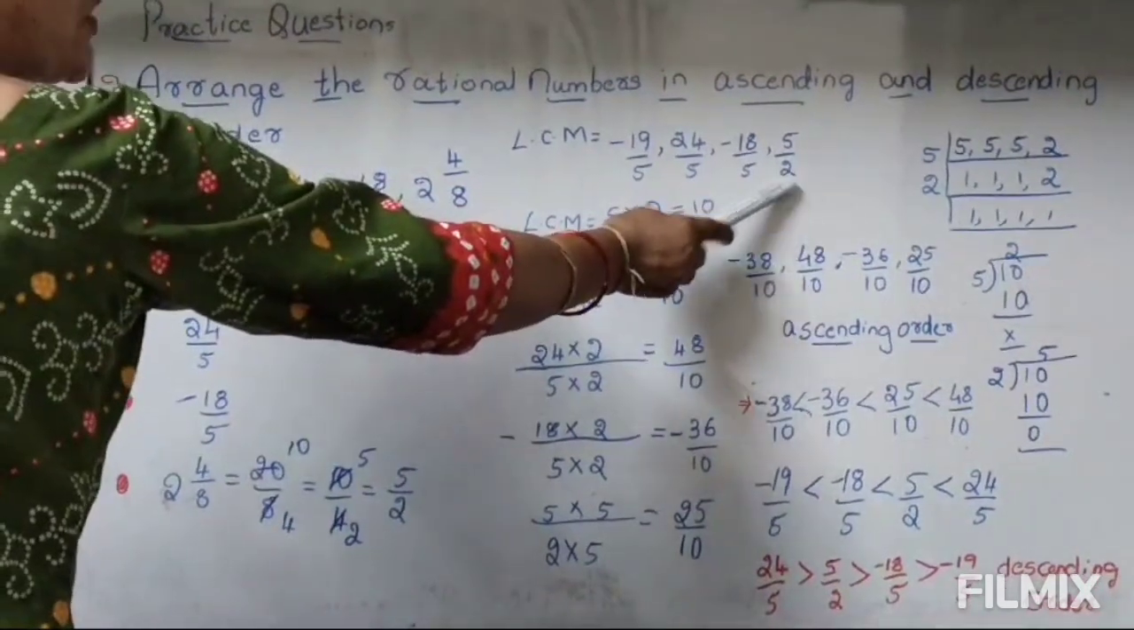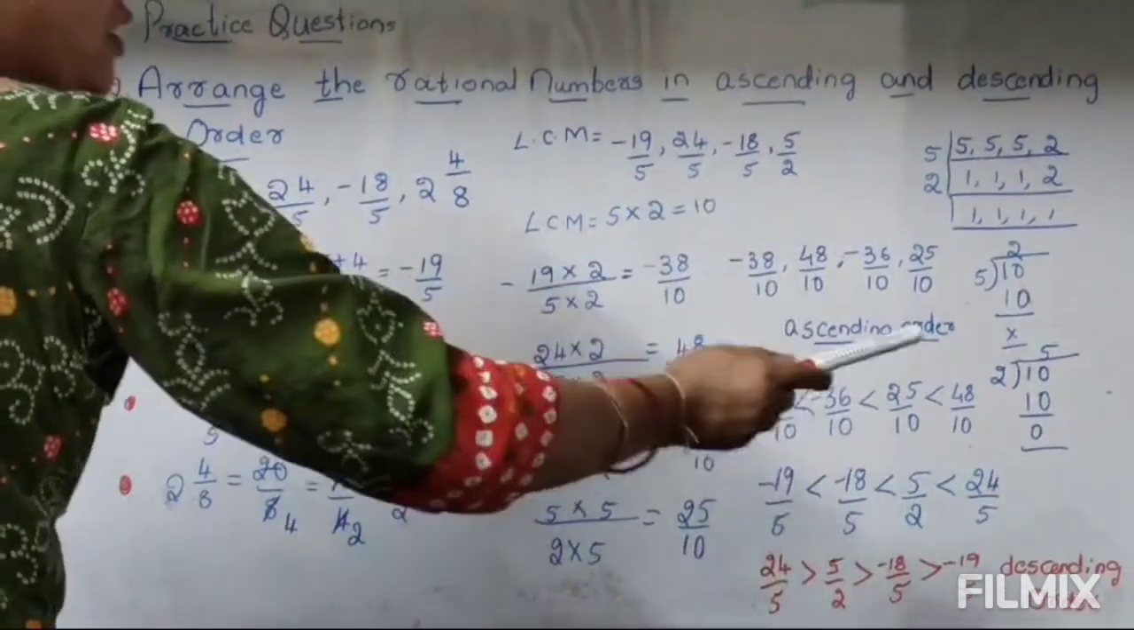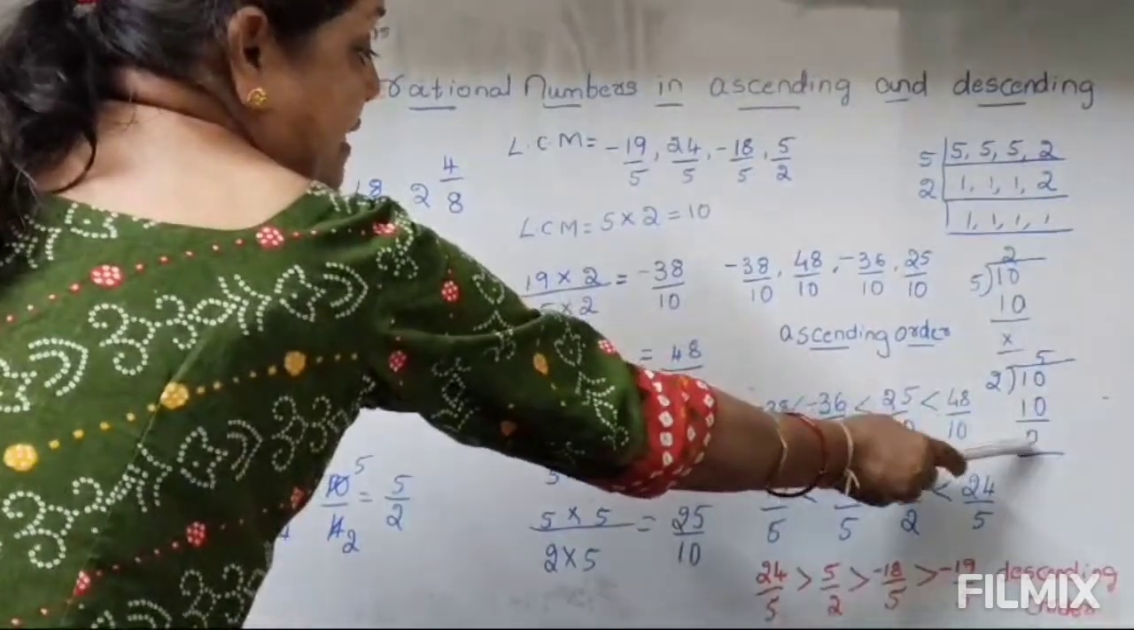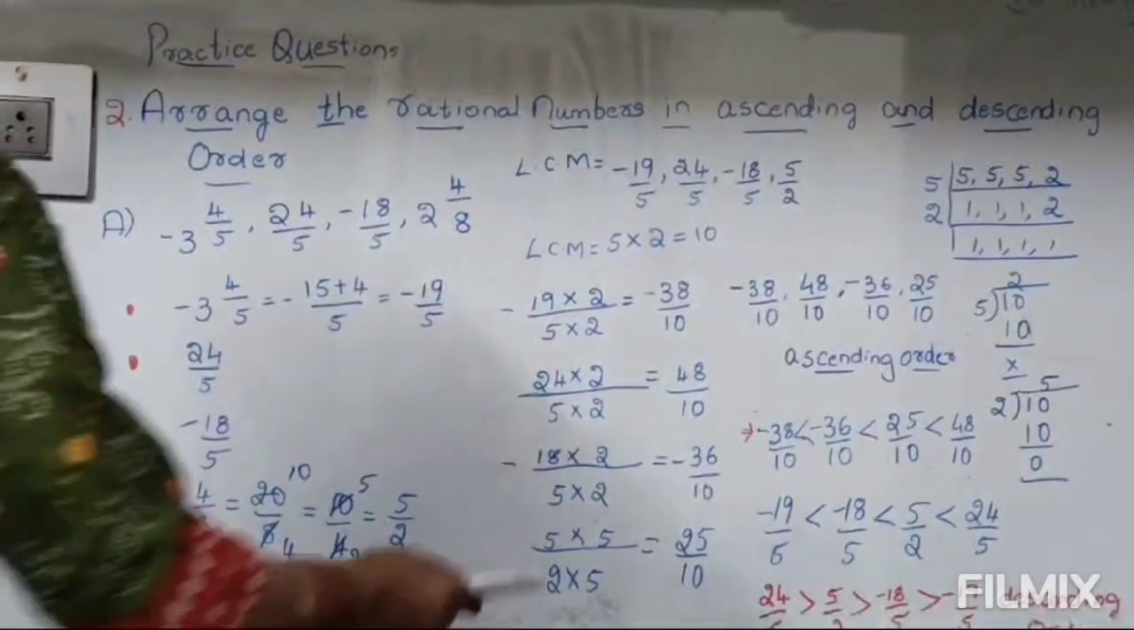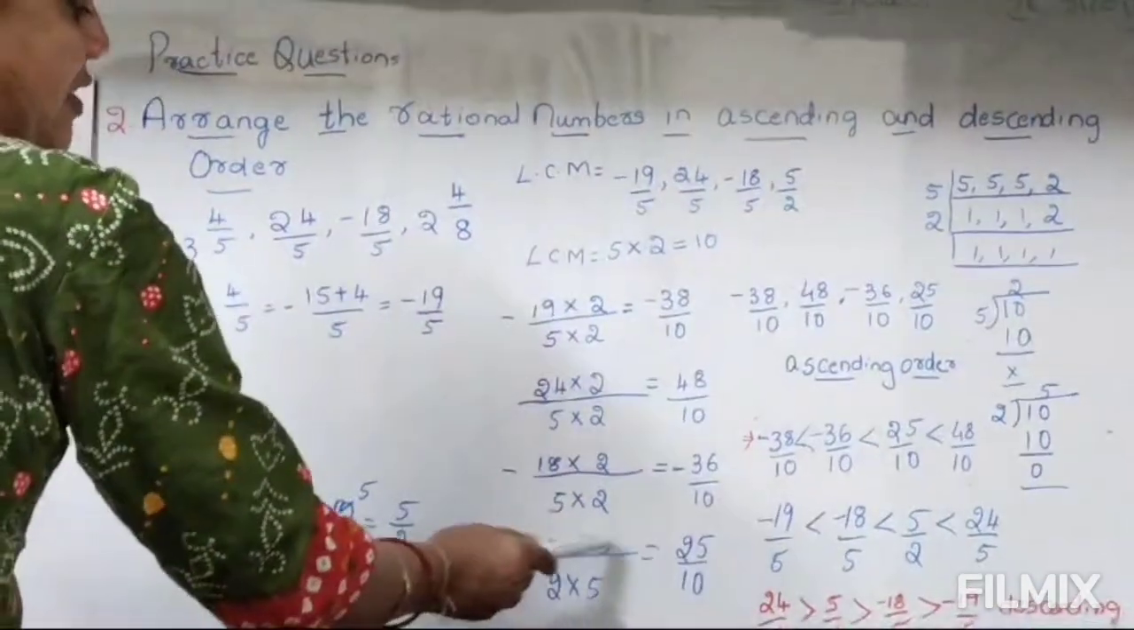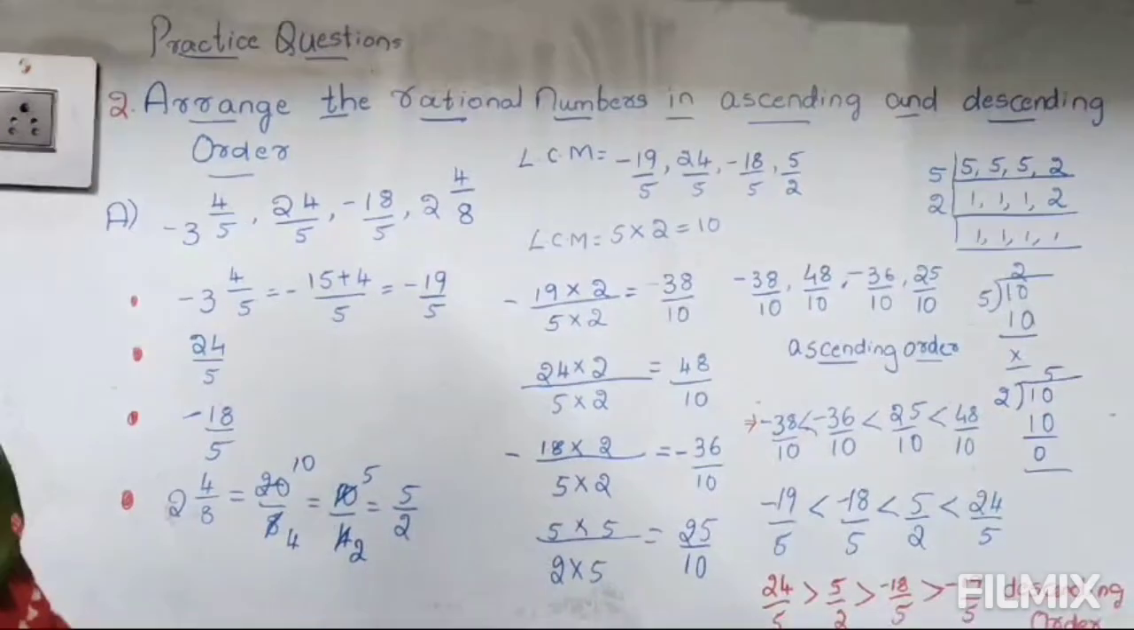Here you have 2. You have to divide this 10 by 2. 2 5s are 10. 0 is the remainder. Multiply this 5 by 5. 5 into 5 is 25 by 10.